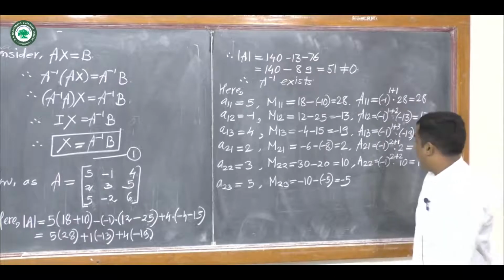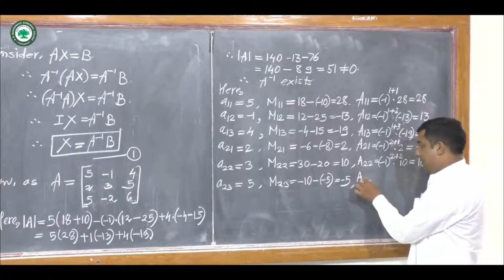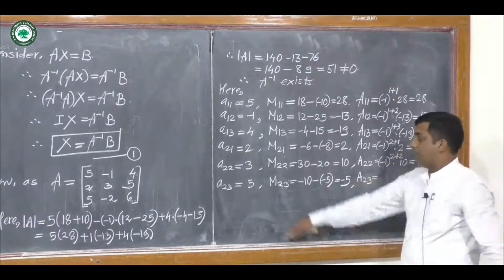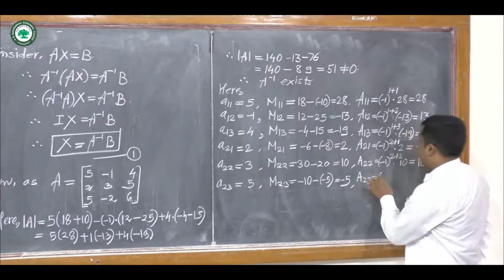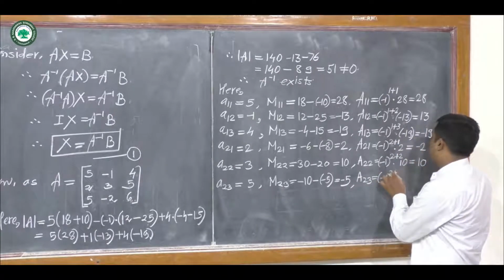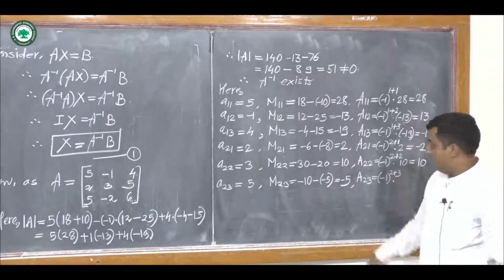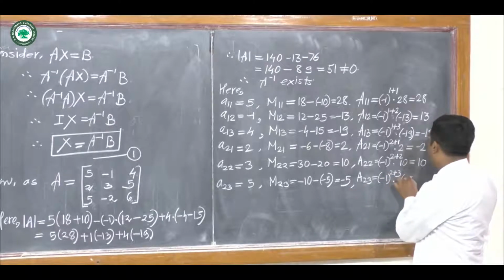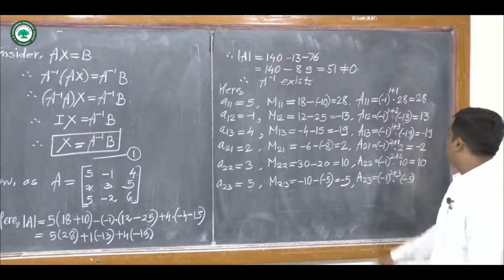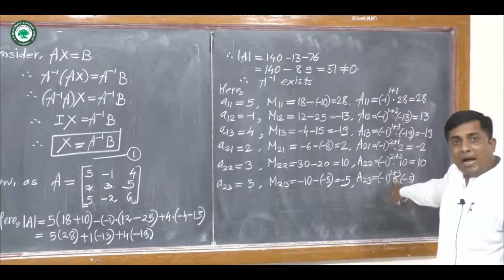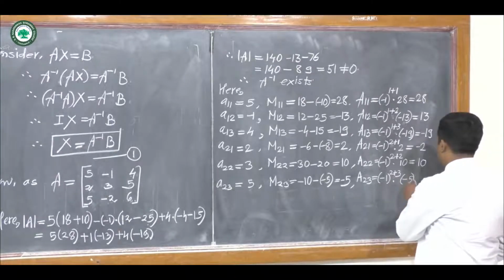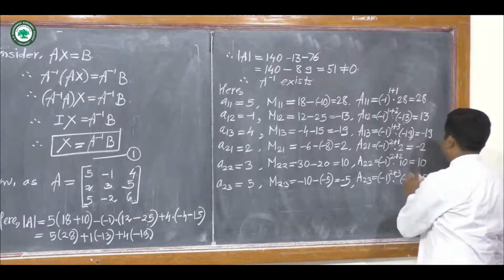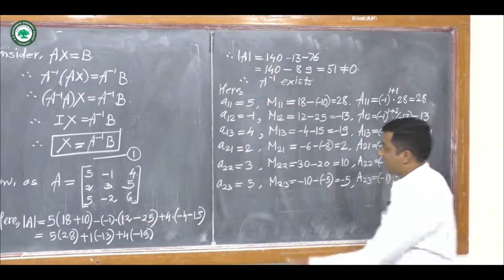Then its cofactor. A23 is the cofactor of the given element and is minus 1 raised to 2 plus 3 into its minor, which is minus 5. Again, we know minus 1 raised to 5 is minus 1, and minus 1 into minus 5 is plus 5.